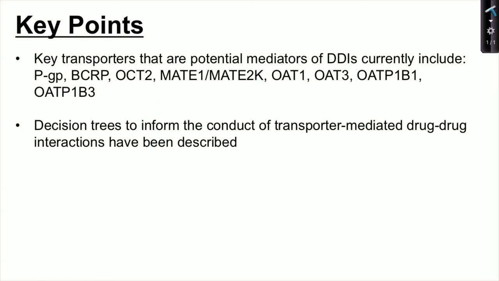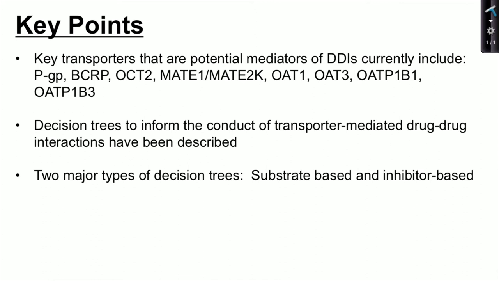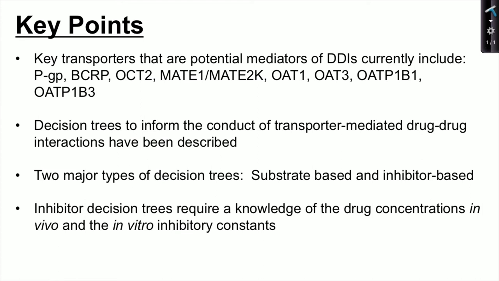Key point two is there are decision trees, and they will inform you, using in vitro studies, whether or not to conduct a transporter-mediated drug-drug interaction study, and then which transporter you need to focus on, and some information from those studies about what drugs you may need to use in your drug-drug interaction study. There are two major types of decision trees, substrate-based and inhibitor-based. We went over the substrate-based decision tree, but you can go over the inhibitor-based decision trees. Those are very clear. And the inhibitor-based decision tree will require a knowledge of the kinetic properties in vitro, as well as the maximum concentrations in the plasma in vivo. So that concludes the second part of my lecture on clinical pharmacology and transporter-mediated drug-drug interactions.